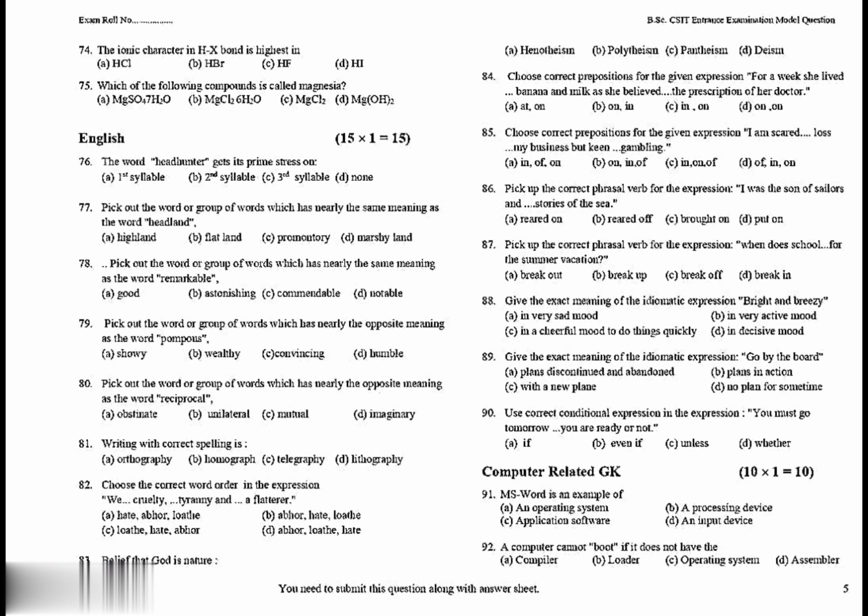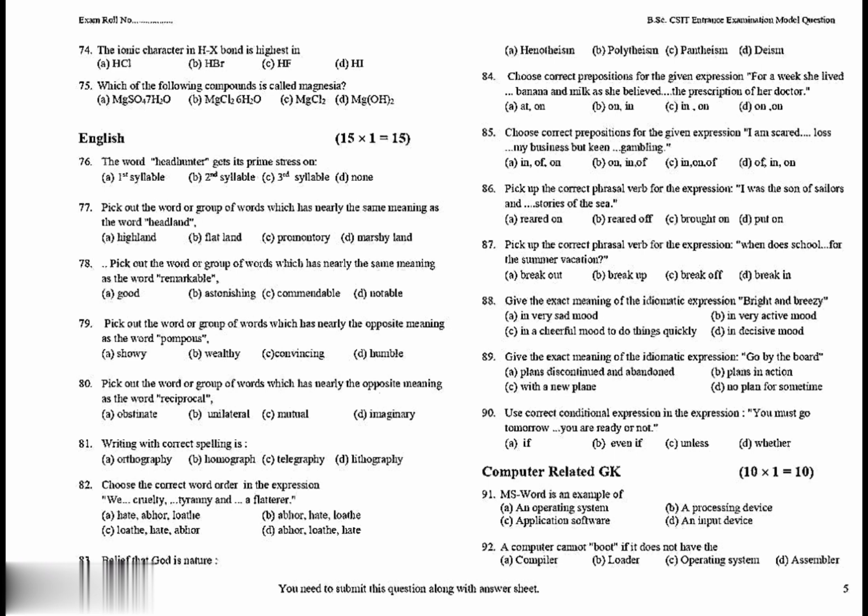90. Use the correct conditional expression in the expression. You must go tomorrow. You are ready or not. A. If, B. Even if, C. Unless, D. Whether. Computer related GK. Marks 10 into 1 equal 10. 91. MS Word is an example of A. An operating system, B. A processing device, C. Application software, D. An input device.